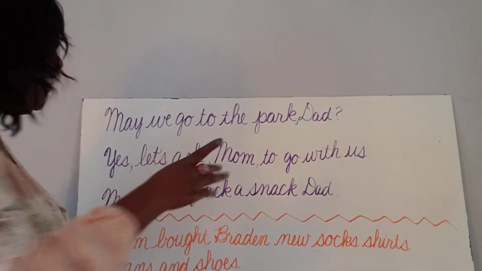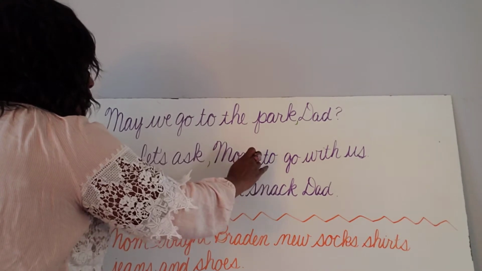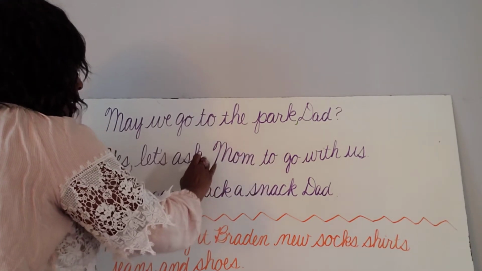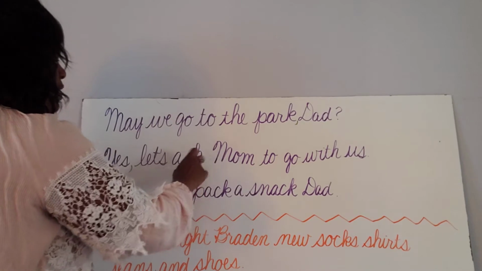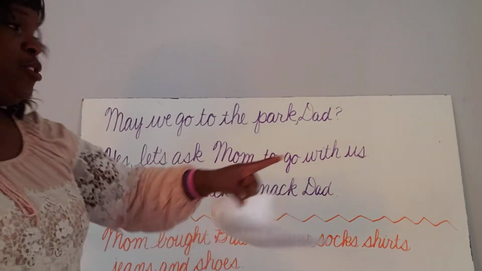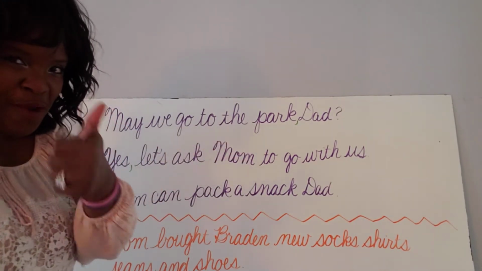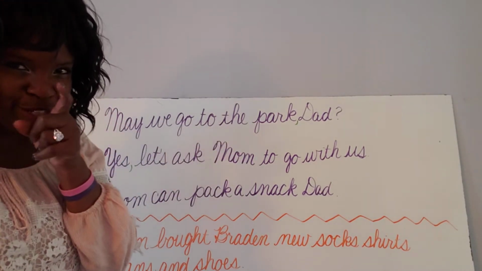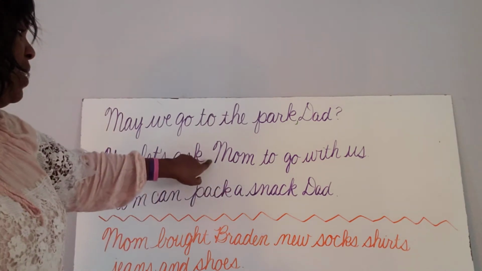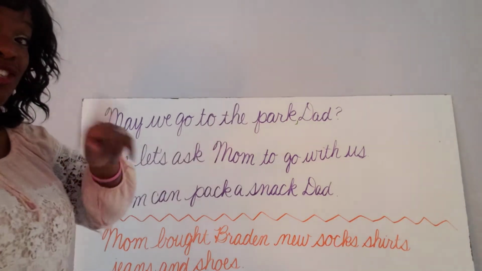Yeah, no, that's not right. We're not talking to Mom. We're talking about Mom. We're saying, you know what, maybe we'll ask Mom to go too. Okay, so yes, let's ask Mom to go with us. So we're not going to put commas around Mom. Good for you if you got that. If you didn't, make sure you recognize why we don't put commas around Mom. We're talking about Mom, not to her.